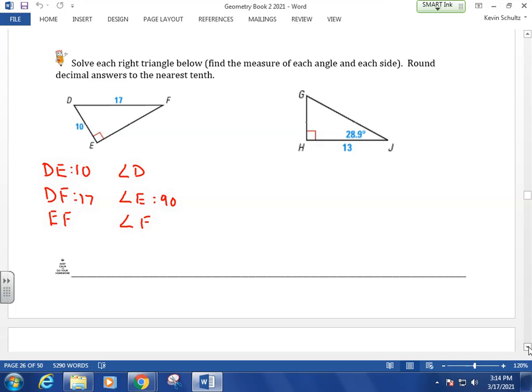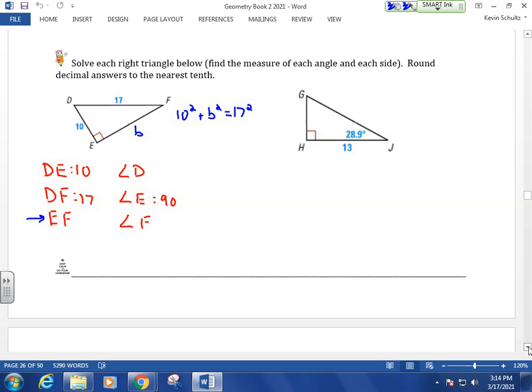If I'm looking at this and I see that we have 2 of our sides and we're looking for the third, I'm going to use the Pythagorean theorem, because the Pythagorean theorem is designed for when you do have 2 of the sides and are looking for the third. So to find side EF, which is our B side, it's one of our legs, we can set up the equation a squared plus b squared equals c squared, or 10 squared plus b squared equals 17 squared. I know that 17 is my hypotenuse because it's opposite the right angle.